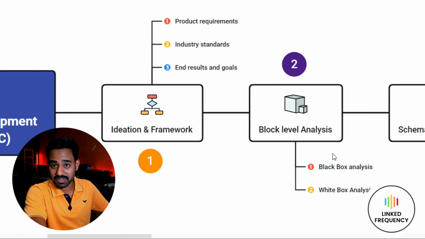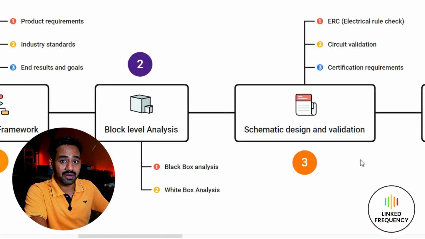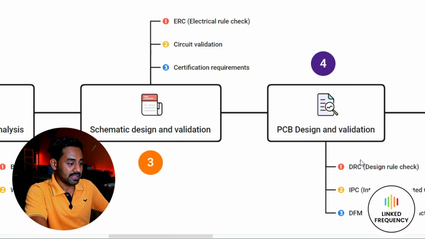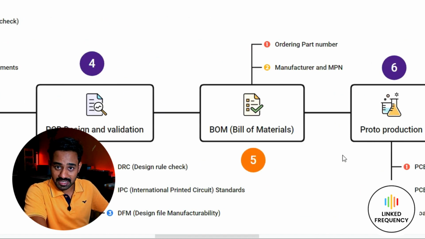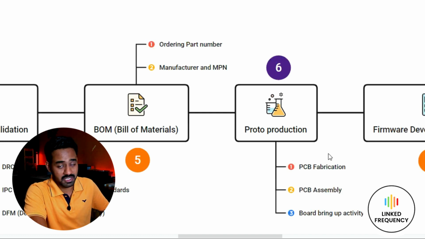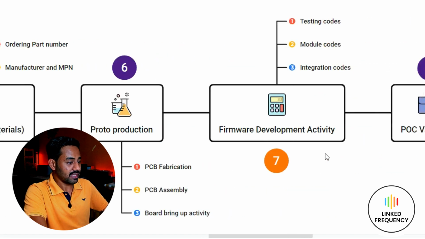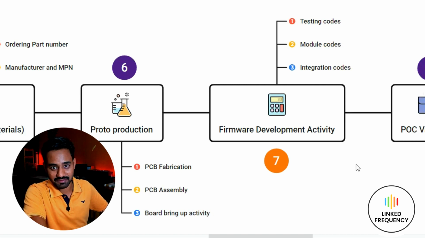Thereafter, we have block level analysis, which is the second important step in this entire product development activity. Thereafter comes schematic design and validation of that particular schematic design. Thereafter, we have PCB designing and validation of that PCB design according to the industrial standards. Then we have a bill of material, which is one more important thing with respect to manufacturing cost and all those things. There we have proto production, which is a prototyping activity for the product that we are designing in the ESDM industry. Then we have a firmware development activity, which is a parallel line to the entire development cycle that I have shown so far.